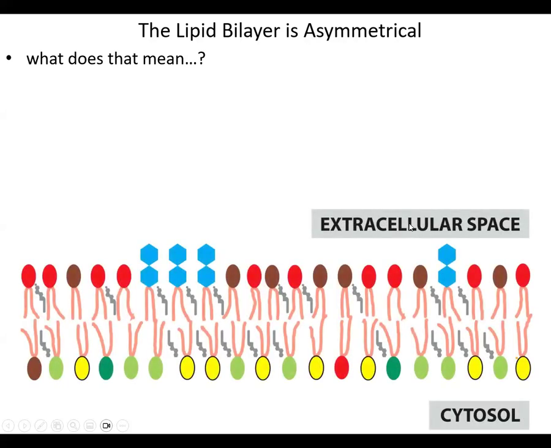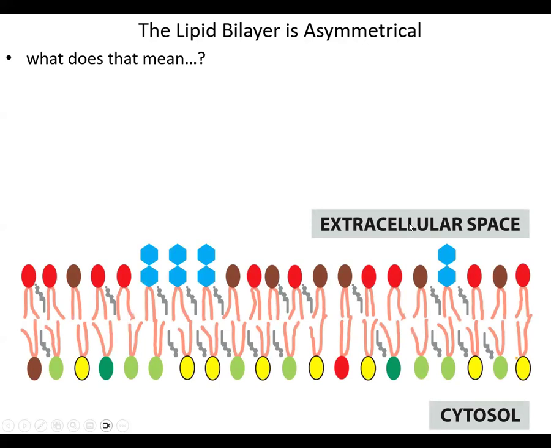So we just saw that scramblase works really hard to keep the ER membrane symmetrical so that we don't get these induced bends, but asymmetry is actually characteristic of most cellular membranes. What does that mean? That means the membrane components on one face or side of the membrane are distinct and different from the other face.